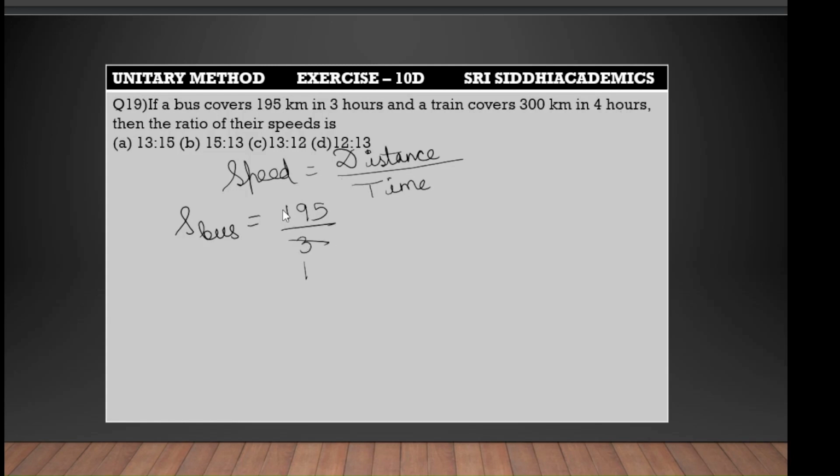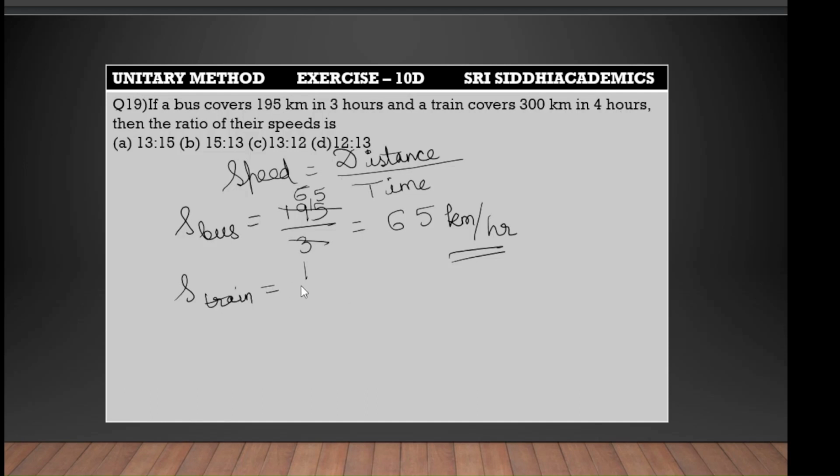So, 3 ones are 3, 3 sixes are 18, 19 minus 18 is 1. So, it becomes 15, 3 fives are 15. So, the speed becomes 65 kilometers per hour. This is the unit of measurement for speed if the distance is in kilometers and the time taken is in hours. Similarly, we will find the speed of the train. Speed of train, again distance by time.